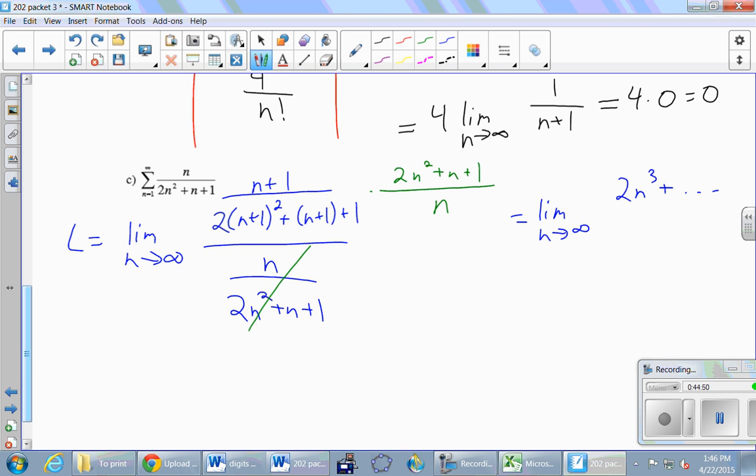Downstairs, there's a lot of distributing to do. First, you would need to FOIL the n plus 1 squared and distribute, maybe combine some terms, and then multiply everything by n. But all we care about is the leading term. What is it? It's 2n cubed, and then some stuff that we don't care about. So this limit is 1. What does the ratio test tell you? The test is inconclusive.